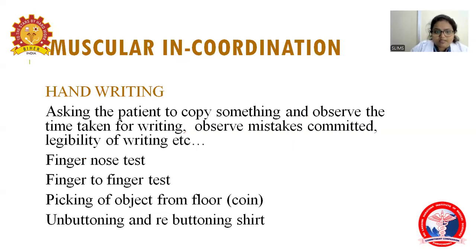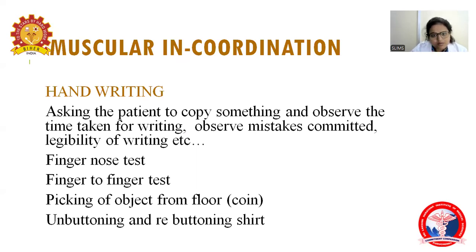The muscular coordination tests include handwriting. First, the person is asked to write something. He's given a piece of paper and asked to write his name or any other thing he is able to, and then we observe how he writes, whether his writing is legible and whether he's able to write in a straight line or not.